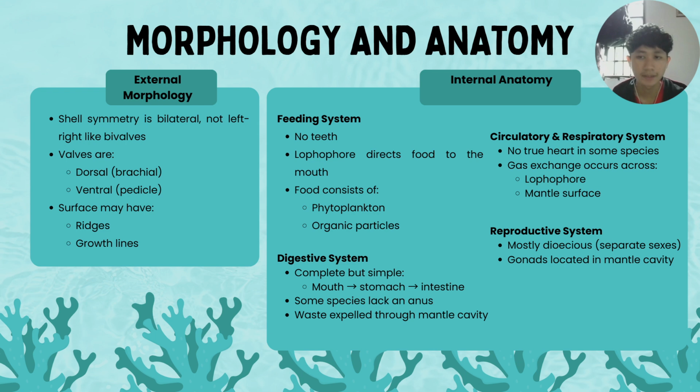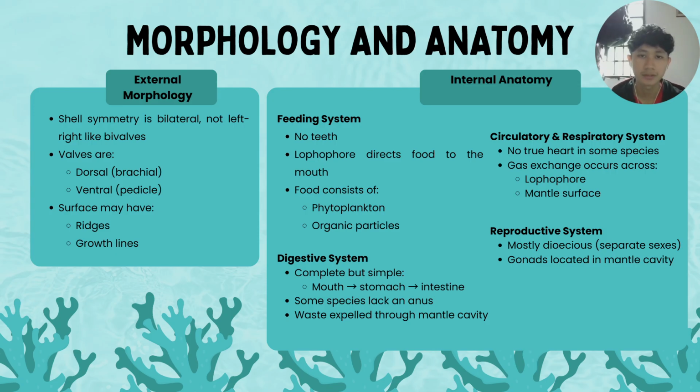So for the digestive system, the digestive system is complete but simple, consisting of a mouth, stomach, and intestine. In some species, the digestive tract ends blindly and lacks an anus. Meaning waste is expelled through the mantle cavity.